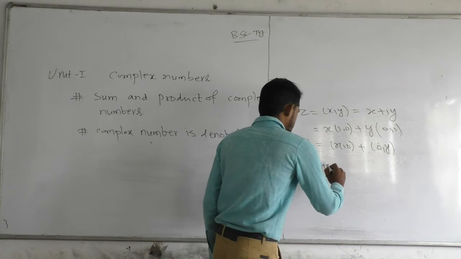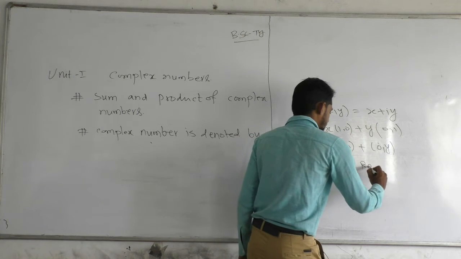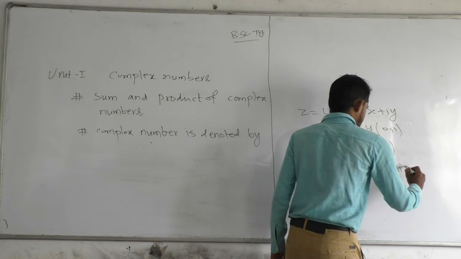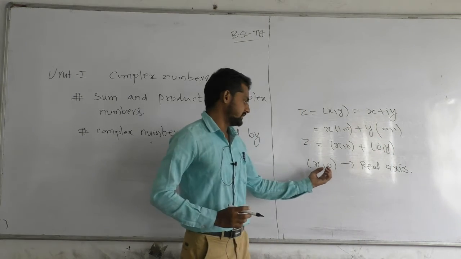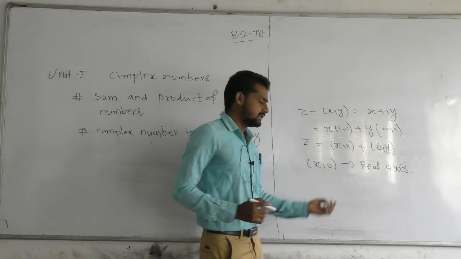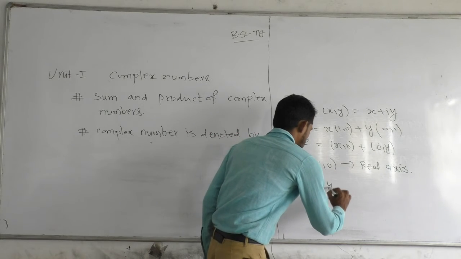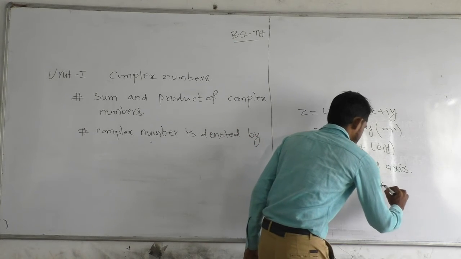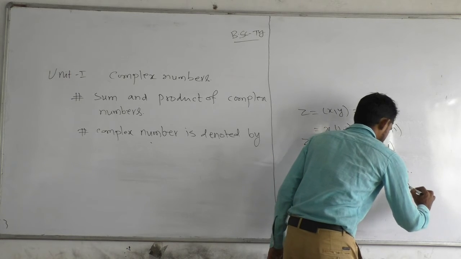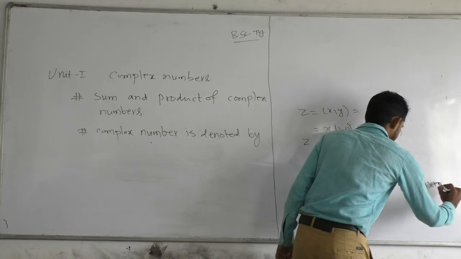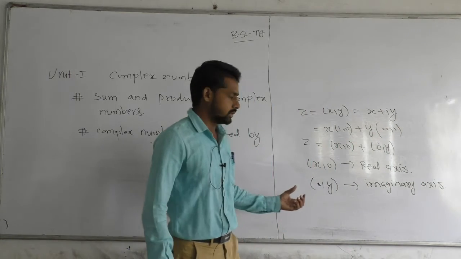Now here (x, 0) is called the real axis. On the real axis, the coordinate of y is 0. And (0, y) is the imaginary axis, that is, x is equal to 0 on this axis.